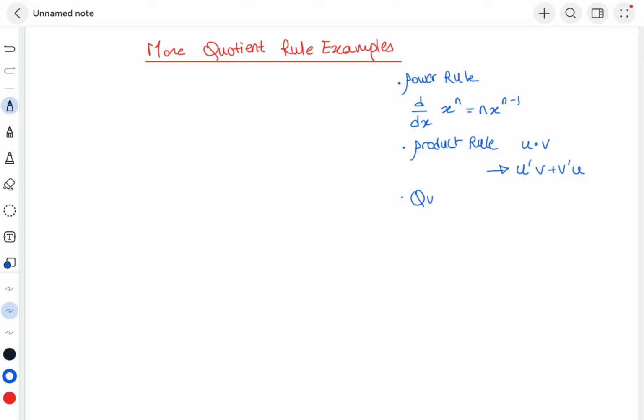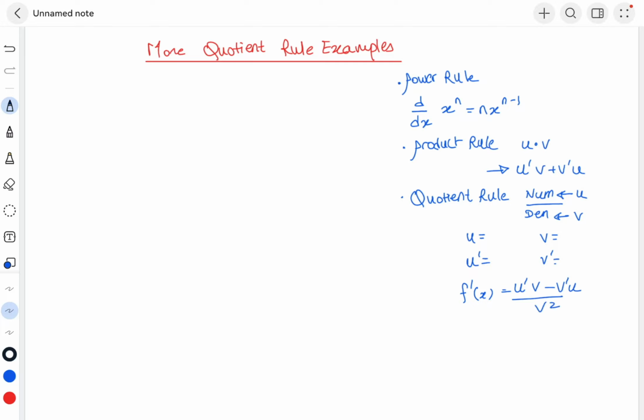Now the quotient rule is for whenever we have a fraction. So we have a numerator and a denominator. We take the numerator to be u and the denominator to be v. We write what u is and what v is, and we find u prime and v prime. The final derivative of our function will be u prime v minus v prime u, all over v squared. We will go from simple examples to more difficult ones. Let's start with the first one.